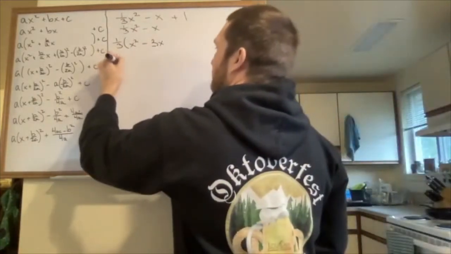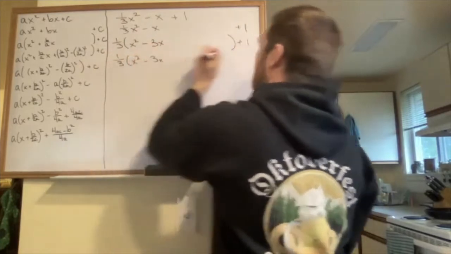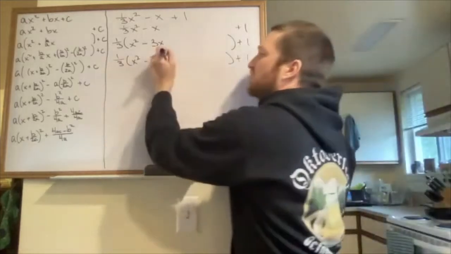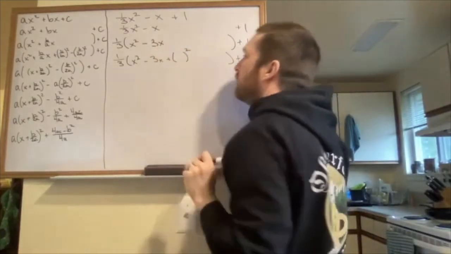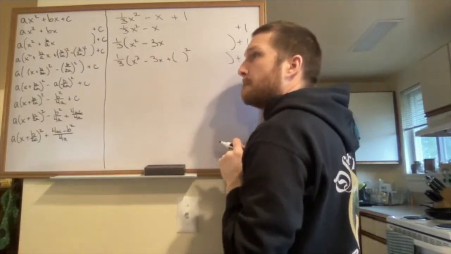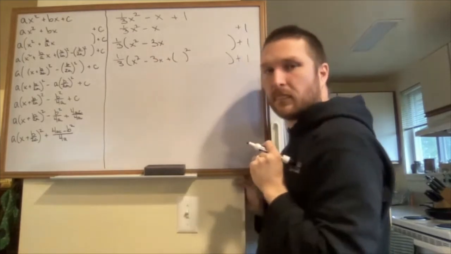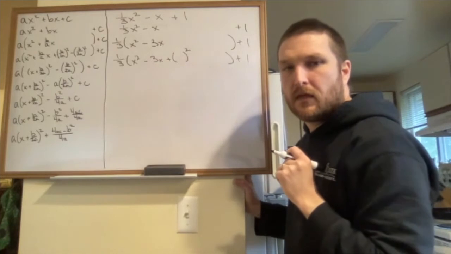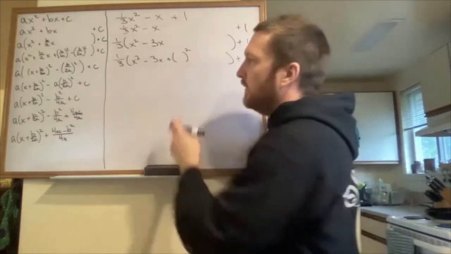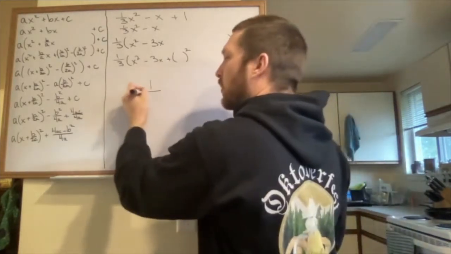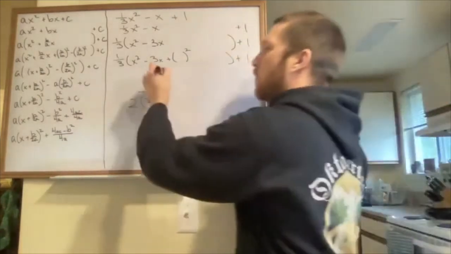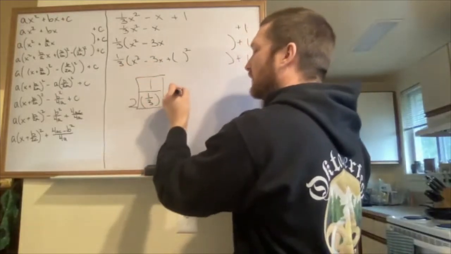Okay, so I'm going to copy this down. Minus 3x. Give myself some room. Plus 1. Now, I'm going to add what squared? Well, 1/1/3 times 2, right? Yes, 1/1/3 times 2. But we just found that 1/1/3 is actually equal to 3.